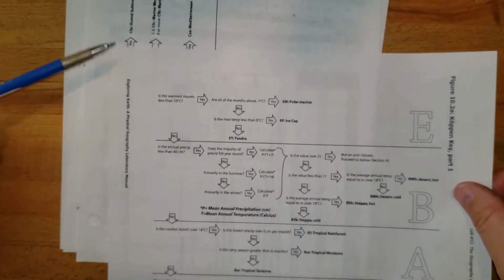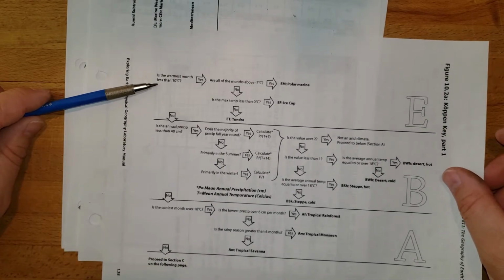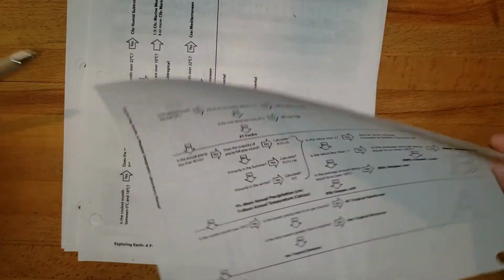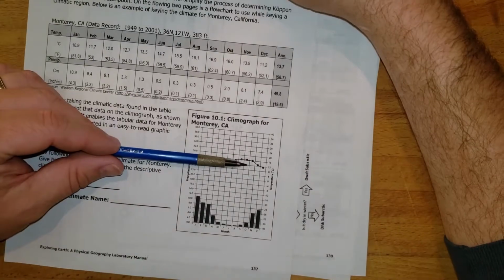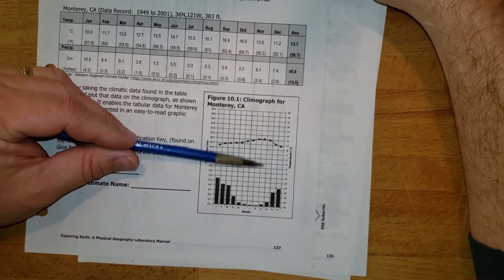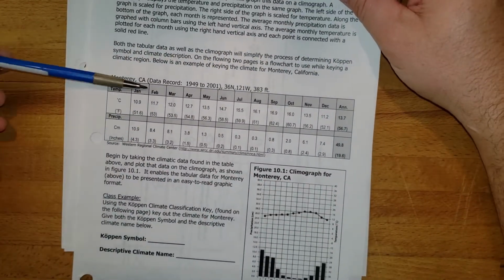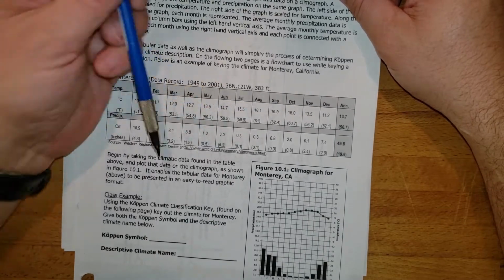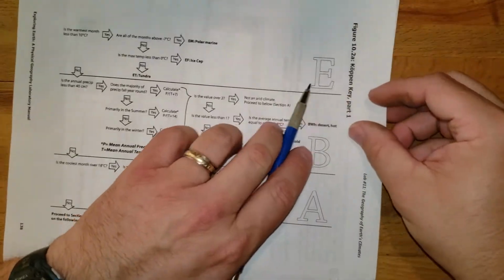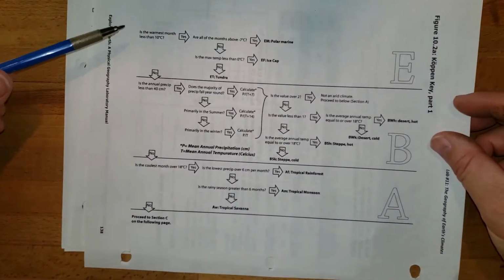We are going to start up here with A: is the warmest month less than 10 degrees Celsius? The warmest month is somewhere in here, it looks like, and that would be September. And September's temperature is 16.9 degrees Celsius. It is warmer than that, and so it is not a polar climate. Okay, good. We got that one figured out.